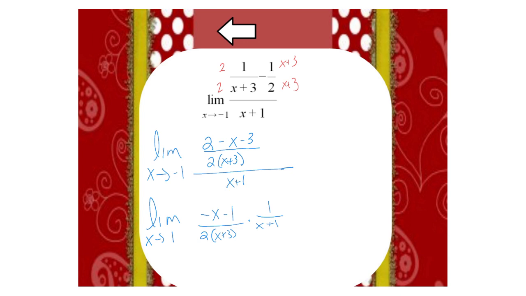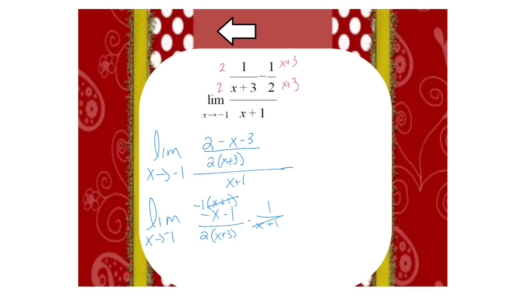And at first glance, it doesn't look very nice, like nothing's going to reduce, except I actually can see that I could pull a negative 1 out of this one, and then it would match with that denominator, so I could cancel the x plus 1s. The x plus 1 was my issue with doing direct substitution. I missed my little negative right here.